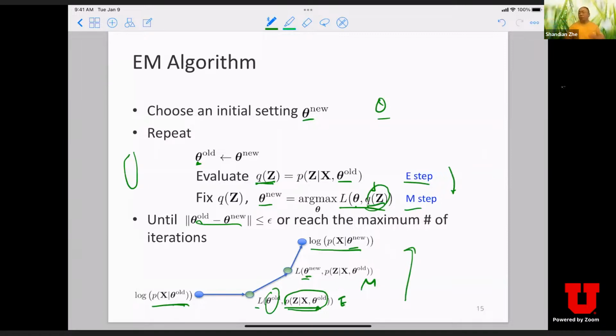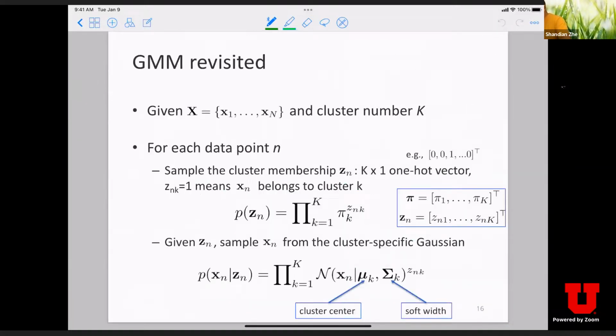If you feel a little bit uncomfortable with that, it's okay. It's totally fine. You can just think of how these two steps work to keep increasing the model evidence. Any questions so far? Okay.